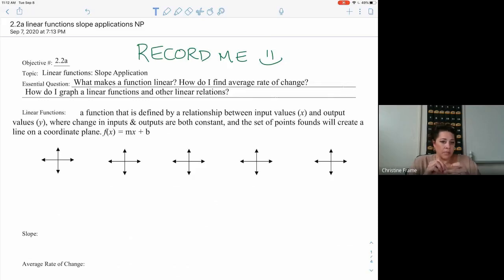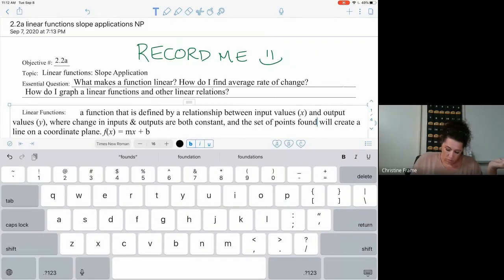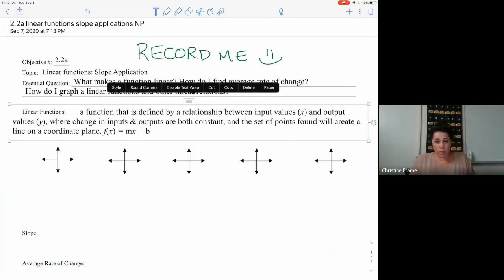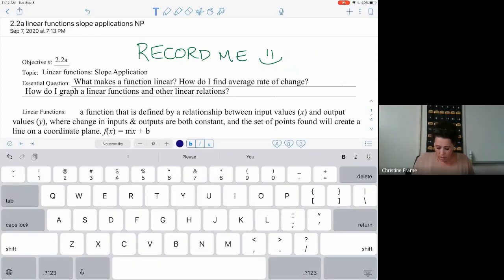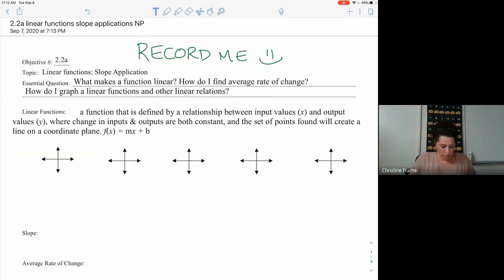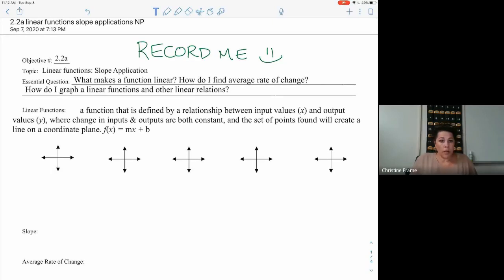They are the dependent values, where the change in inputs and outputs are both constant, which creates a straight slope. Okay, the change in inputs and change in outputs are both constant, and the set of points found will create a line on a coordinate plane. They have a linear relationship.